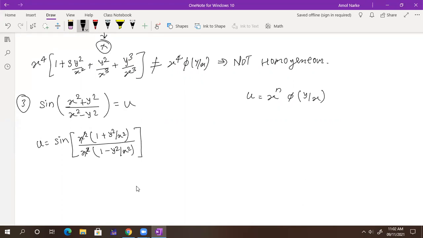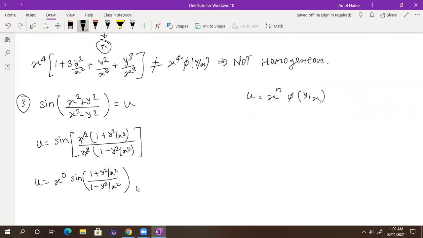So you can write u is nothing but x raised to 0 into sine of 1 plus y square divided by x square over 1 minus y square divided by x square. So can I say that it is homogeneous now? Yes. I can write the original function u in terms of x raised to something into some function of y divided by x. Whether this is some function of y divided by x?